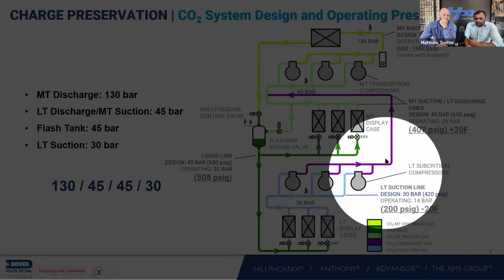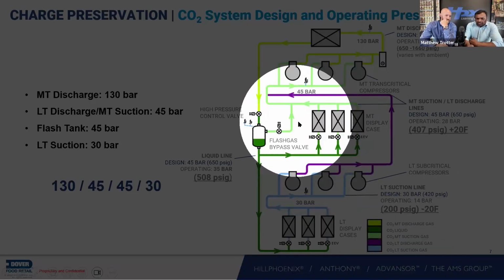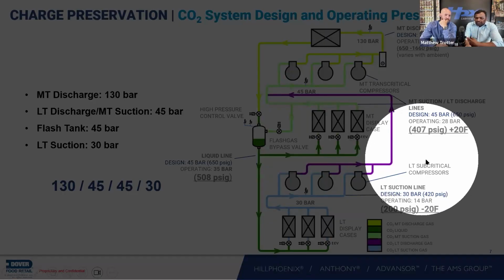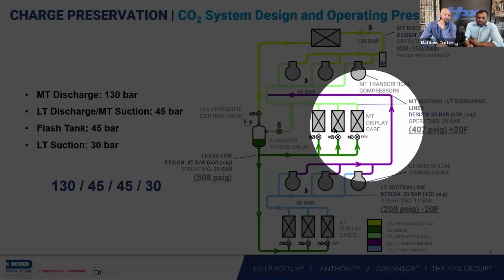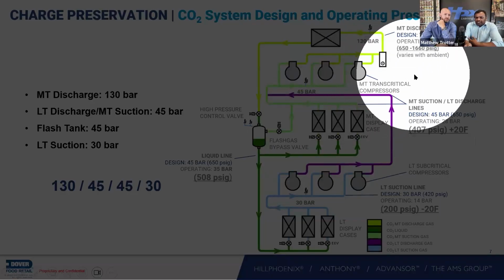If you go to the low temp discharge, that is connected to your medium temp suction, which operates at +20 typically. The pressure is about 407 psi for +20, but the maximum design is 45 bar. And if you go to the medium temp discharge, it will range from about 650 to 1660 psi operating range, but it is designed to 130 bar, 1885 psi.